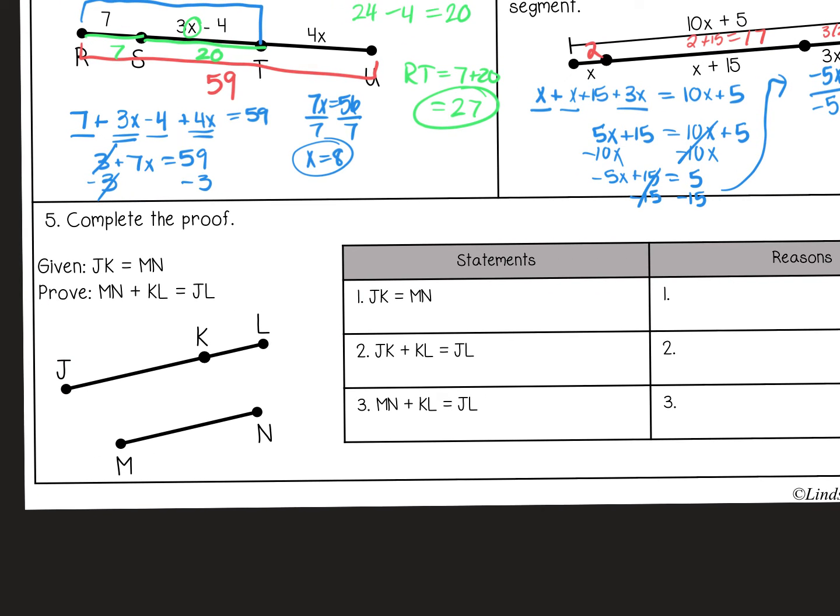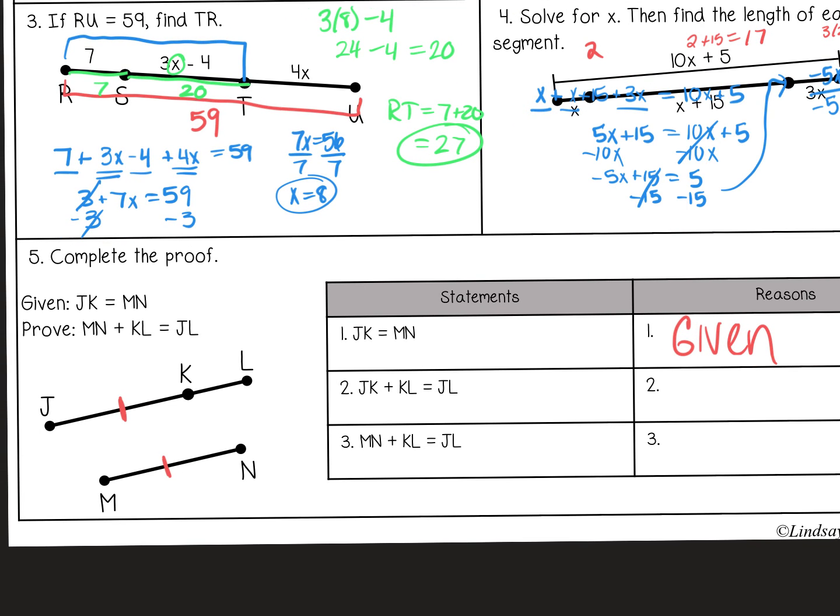So we are given that JK is equal to MN. So this piece is congruent to this piece. So our first reason is given. Then the next part, we wrote the statement that JK plus KL equals JL. So how do we know that? What postulate tells us that? Hint, it's the one we are taking notes on. It's the segment addition postulate.